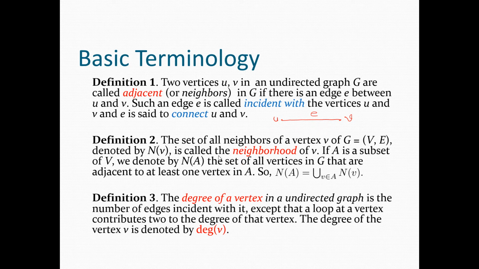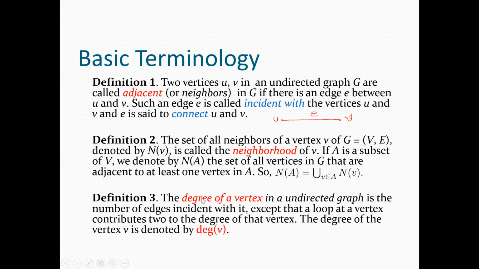The next definition: the set of all the neighbors of a vertex V of the graph G, denoted by N(V), is called the neighborhood of V. If A is a subset of V, we denote by N(A) the set of all the vertices in G that are adjacent to at least one of the vertices in A. So N(A) is equal to the union of N(V), where V belongs to A, where A is the set of vertices, right?